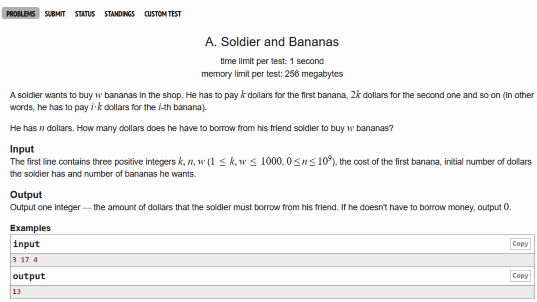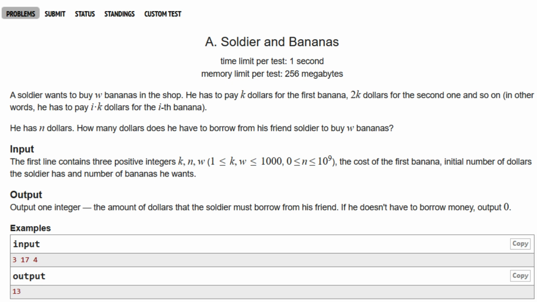Today we'll tackle a Codeforces problem from the problem set, problem number 546A, called Soldier and Bananas. This is a straightforward arithmetic problem where we'll calculate how much money a soldier needs to borrow to buy a certain number of bananas. The problem goes like this.